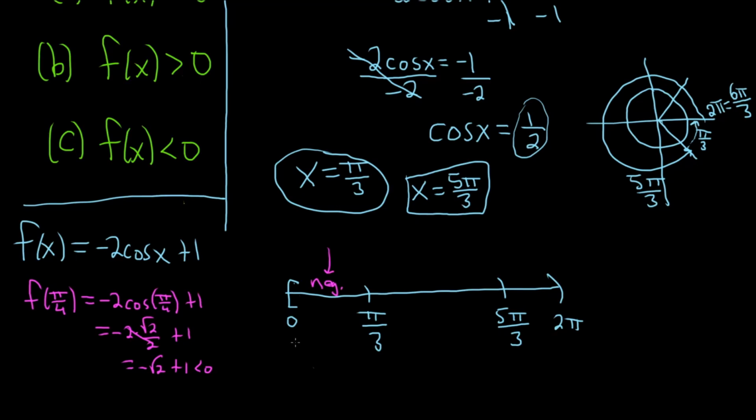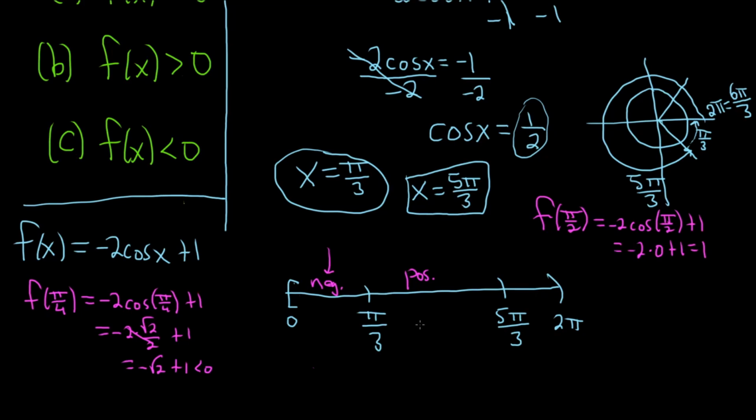How about a nice number between pi over 3 and 5 pi over 3? How about pi over 2? So f of pi over 2 would be negative 2 cosine pi over 2 plus 1. And the cosine of pi over 2 is 0, so this would be negative 2 times 0 plus 1, so you just get 1. So this would be positive.